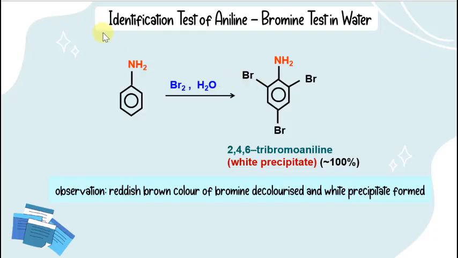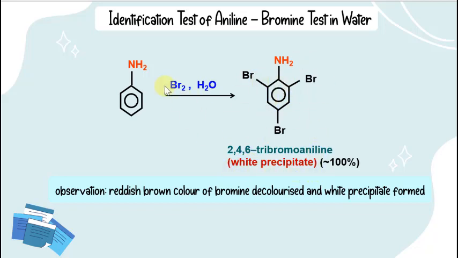Next, we have an identification test of aniline by using bromine in water. Okay, so when aniline is treated with bromine in water, the bromine will enter the ortho and para positions in the benzene. Okay, it will enter at carbon number 2, 4 and 6. So, we will get a white precipitate.